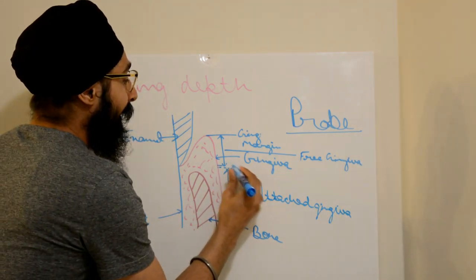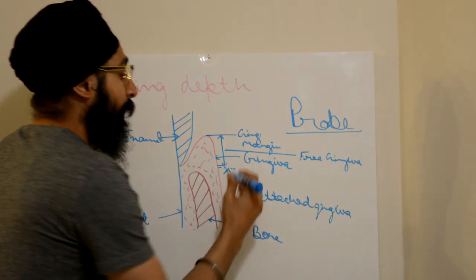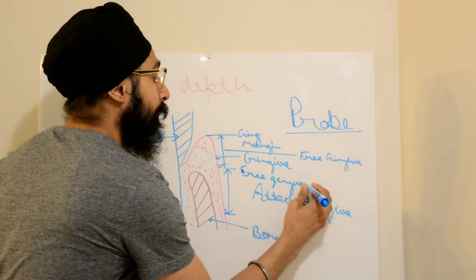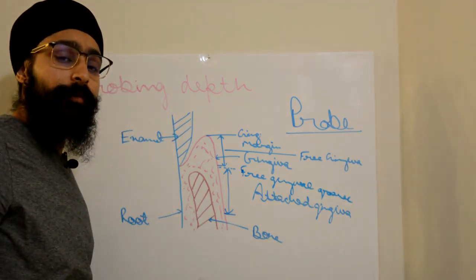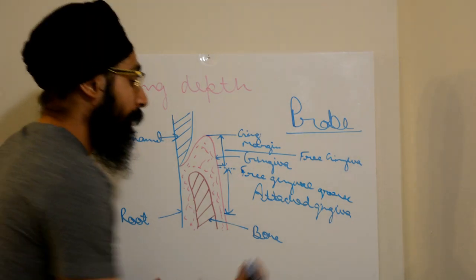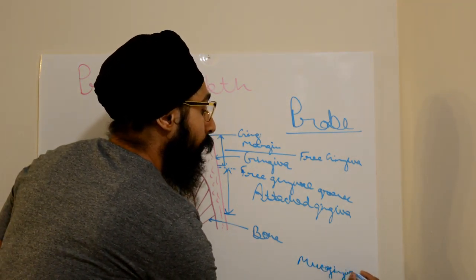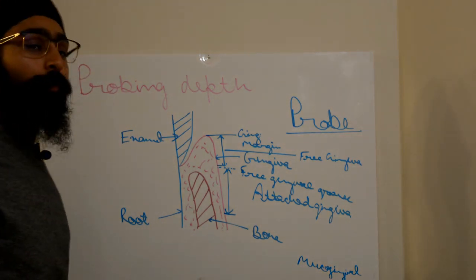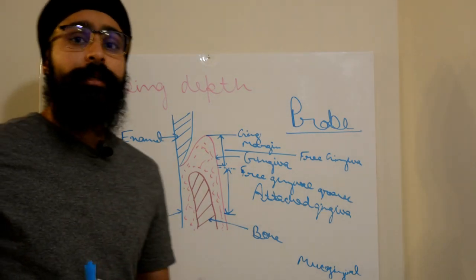The zone that demarcates these two portions of the gingiva, free and attached gingiva, we call the free gingival groove, and the attached gingiva continues into the alveolar mucosa and their junction is called the mucogingival junction.